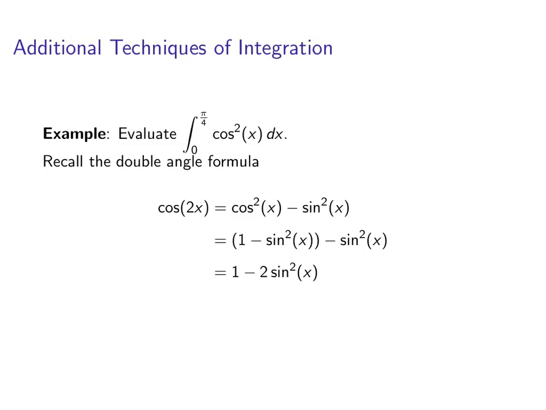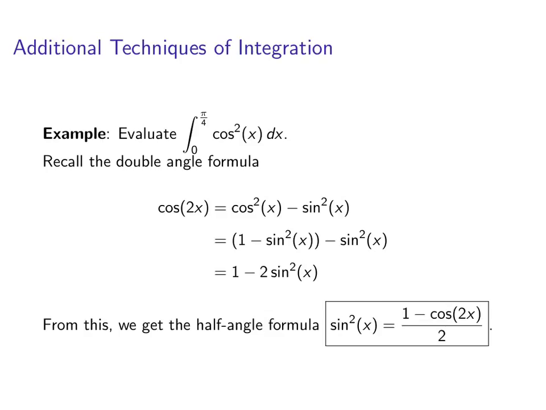Now, what happens if we solve for sine squared x? Go ahead and try it, see what you get. What you'll end up getting is a half angle formula. Sine squared x is equal to 1 minus cosine 2x all over 2. That's taking the fact that cosine 2x is equal to 1 minus 2 sine squared x and solving for sine squared x. Let's remember this half angle formula. We're going to need it later on.